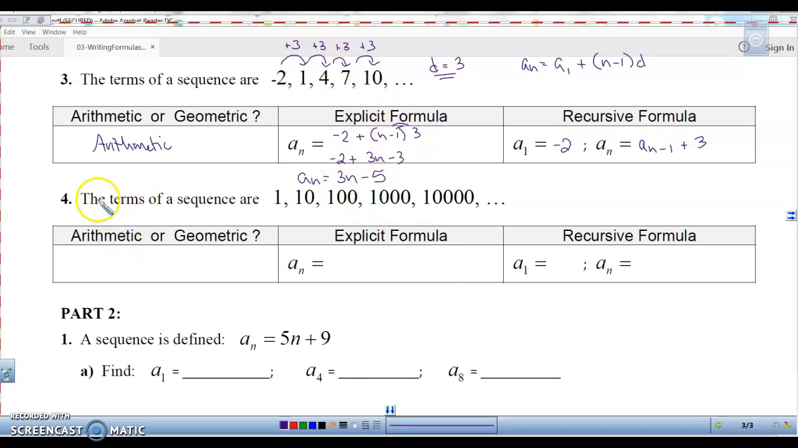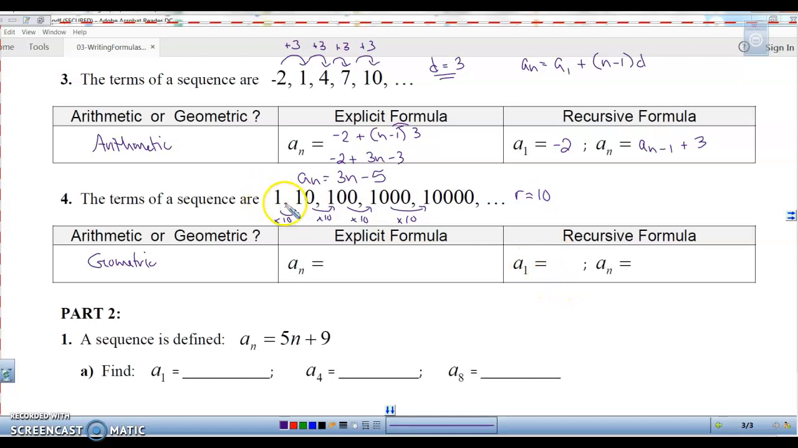Okay, for number 4, the terms of a sequence are 1, 10, 100, 1,000, 10,000. Are we adding or are we multiplying when we do this one? We're multiplying by 10. Every time that we go up here, we're multiplying by 10. That makes this geometric. So let's do the recursive formula first. The common ratio is going to be 10 for this one because we're multiplying by 10.